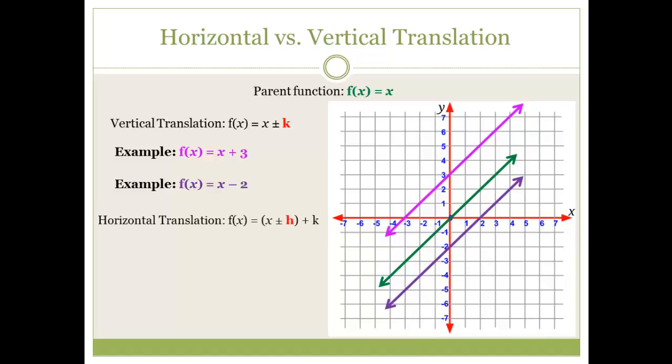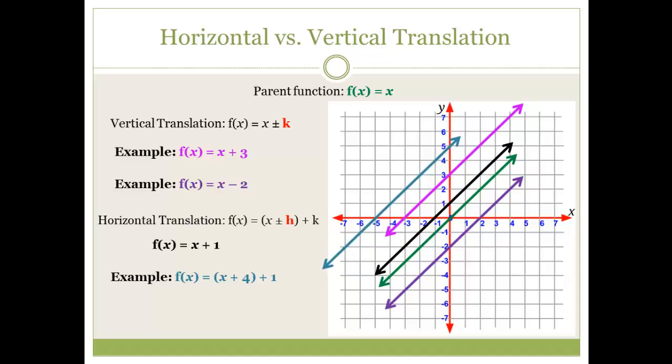Horizontal translations occur when you have your x variable in a parentheses with some h value. This time, however, a positive h means that x is actually lower, so the graph shifts to the left. Conversely, if you have a negative h value, the line shifts to the right. So for the function f of x equals x plus 1, if we put in plus 4 in parentheses next to our x, then we shift the line 4 units to the left. Also, if we put in minus 2 in parentheses next to our x, the line shifts right 2 units.